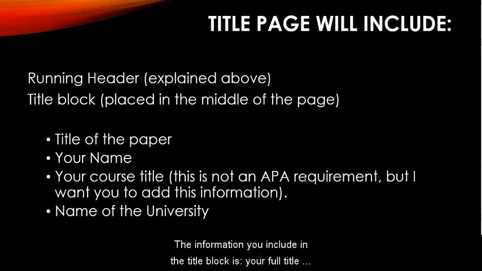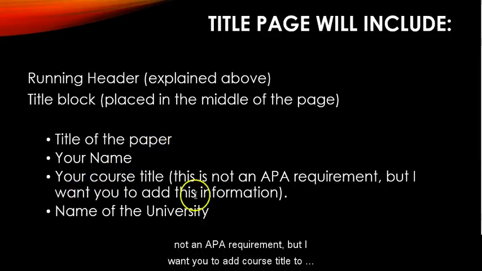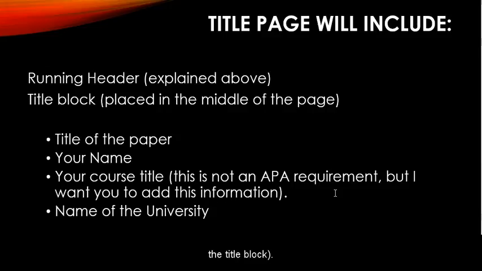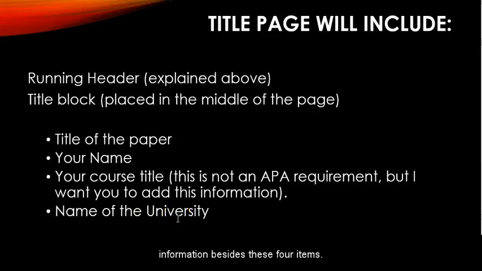The information you include in the title block is your full title for your work, your full name, your course title. Now this is not an APA requirement, but I want you to add course title to the title block. The fourth and last thing you will add is the name of the institution. Do not add any other information besides these 4 items.